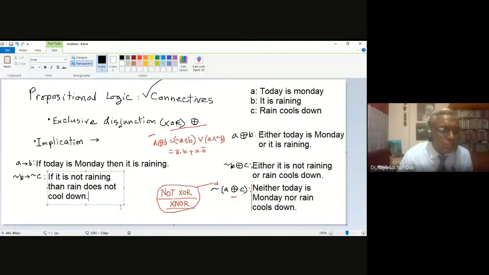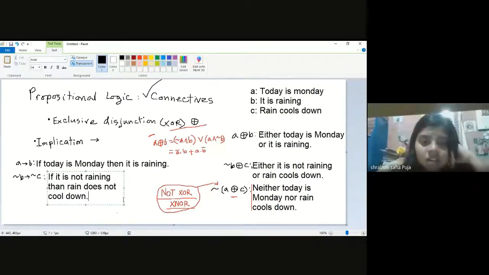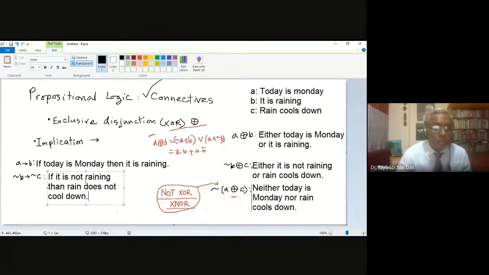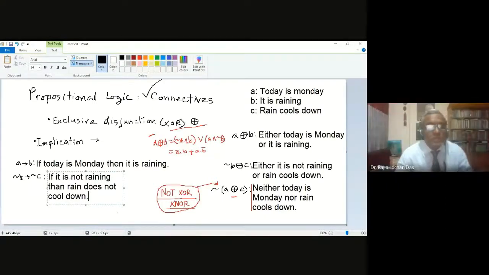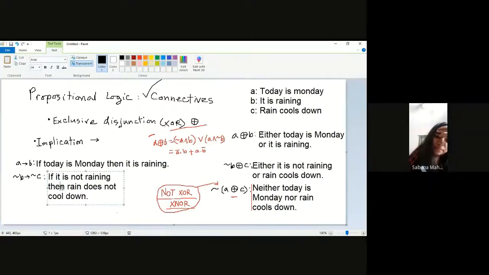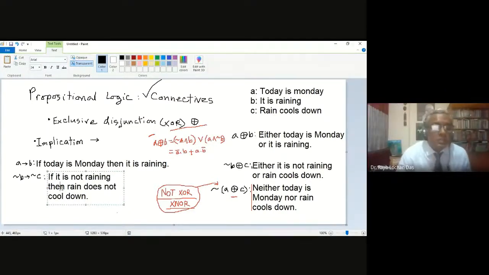Sir, is it then or than? We always use then or than in implication? Then. Yeah, of course. It is then. You are right. Every time it is then. So if it is not raining, then the rain does not cool down. So this will be the expression for not B implies not C.